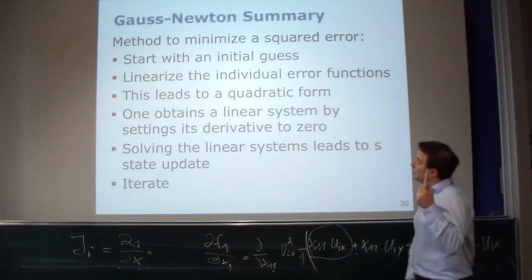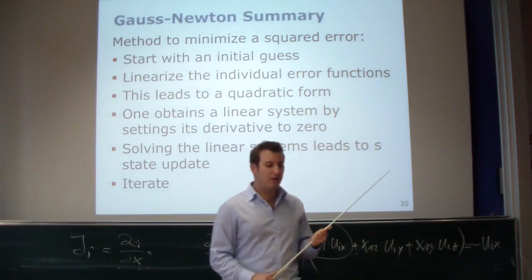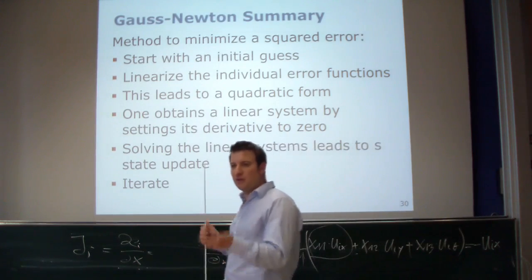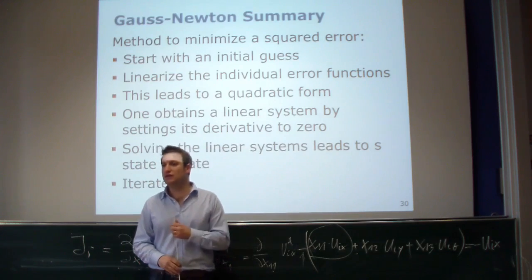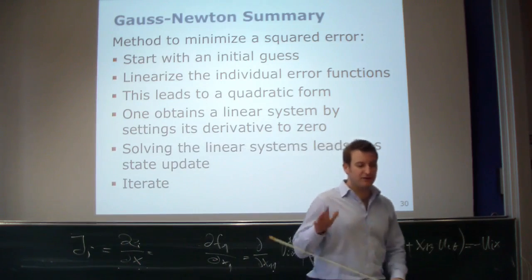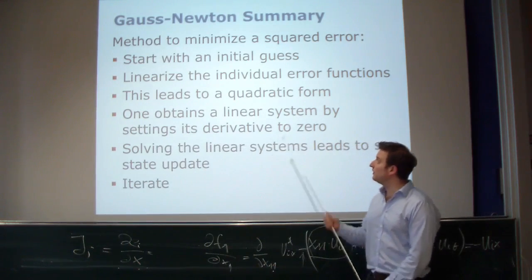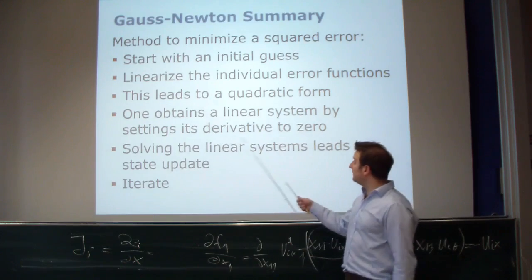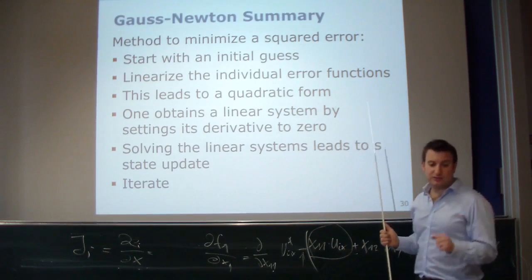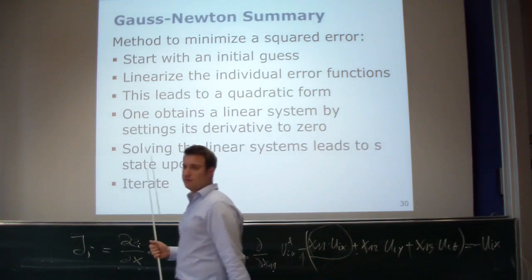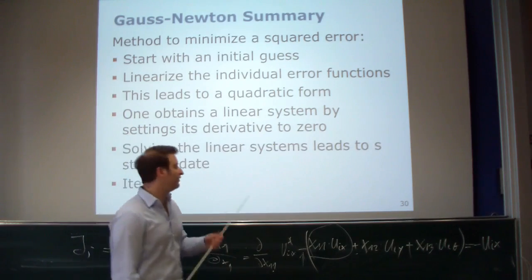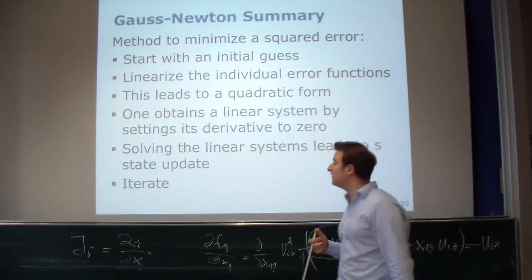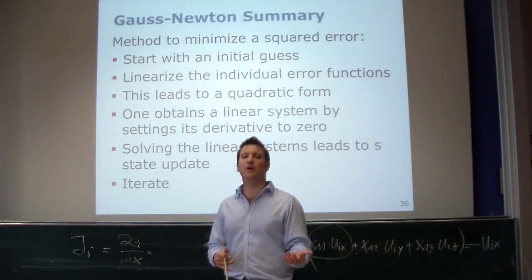Okay, so the Gauss-Newton approach in sum, what have we done? It's a method to minimize the squared error. We typically start with an initial guess, so we need some information, unless we have a really linear error function, or a quadratic scalar error function with linear individual error terms. We need an initial guess, which shouldn't be too far away from our solution. We linearize individual error functions, so the vector terms. This leads then to a quadratic form. We compute the first derivative of the quadratic form, set it to 0, solve it, and this leads to a state update, and then iterate this procedure. It's kind of the standard way to solve that.